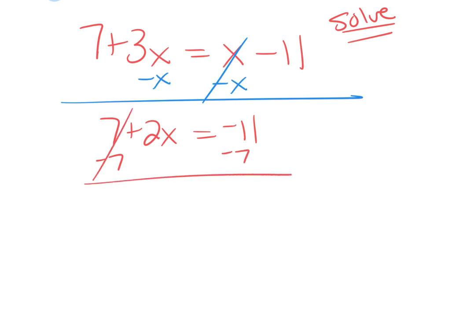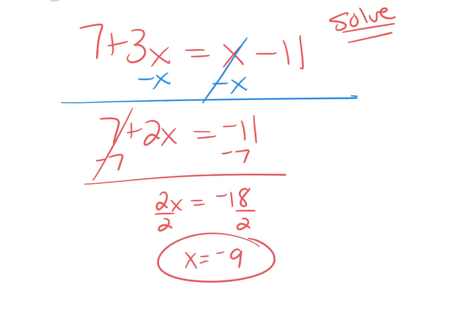Subtract 7. So we get 2x equals negative 18. Divide by 2, and we get x is negative 9. And that to me is the easiest situation that we have, because in that one, they were already equal to one another. So I didn't really have to do much other than solve a basic algebra equation.